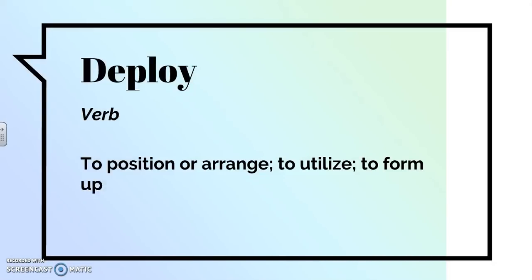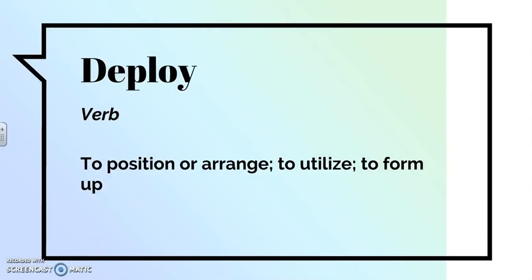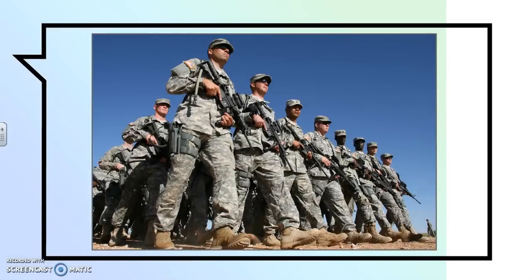Your next word, deploy. Deploy is a verb which means to position or arrange, to utilize, to form up. You may be familiar with the word deployed, meaning troops have been deployed to a certain location in the world for military action. They are being positioned, arranged, utilized, formed. They're being deployed.